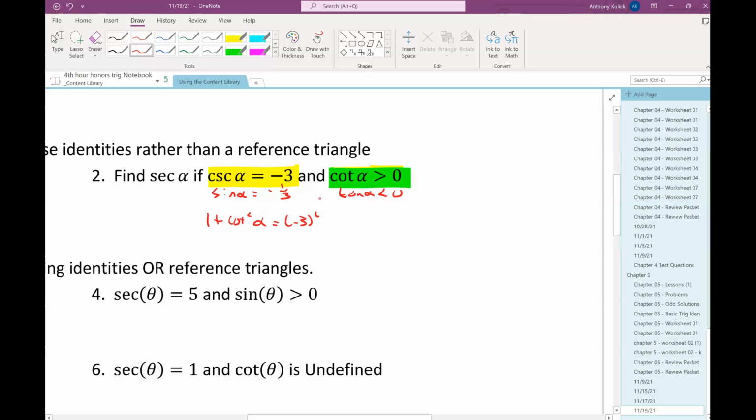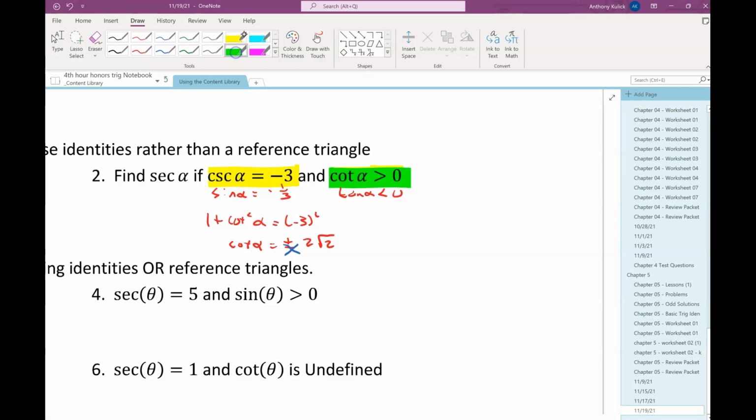Cool. Negative 3 squared is 9. I subtract 1 from both sides. I have cotangent squared is equal to 8. Square root both sides. Cotangent is plus or minus the square root of 8, which simplifies to 2 root 2. And since I know cotangent is positive, I can drop the plus or minus and just make that positive.